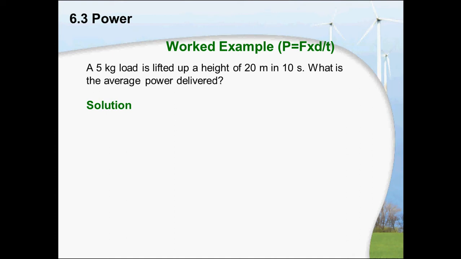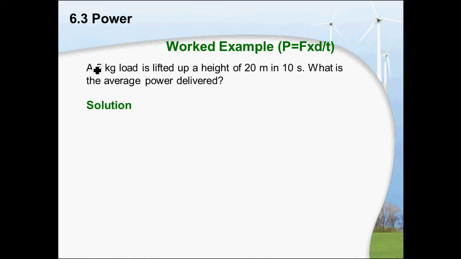So now this example is using power equal to force times distance divided by time. Okay, if you are given a 5 kg load that is lifted up a height of 20 meters in 10 seconds, what is the average power delivered? So you must remember that the minimum force required to lift a 5 kg load is exactly equal to its weight. That means that if this is 5 kg, its weight is 50 Newton. So the minimum force to lift this will be exactly equal to 50 Newton.